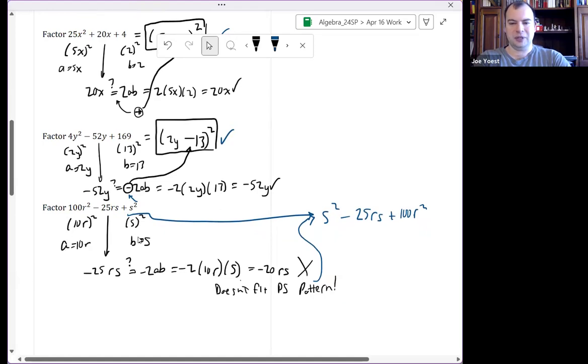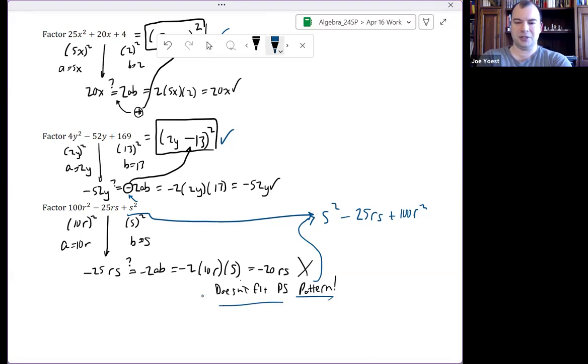That's a pretty simple one for b. So if a is 10r and b is just s, does the cross term work out? Is negative 25rs equal to negative 2ab, or is it equal to negative 2 times 10r times s? Well, that's negative 20rs, not negative 25rs. My cross term does not work out. This does not fit the perfect square pattern. I cannot write this as something like (10r minus s) squared. Does that mean it doesn't factor at all? Well, no, not necessarily. It just doesn't factor as a perfect square.